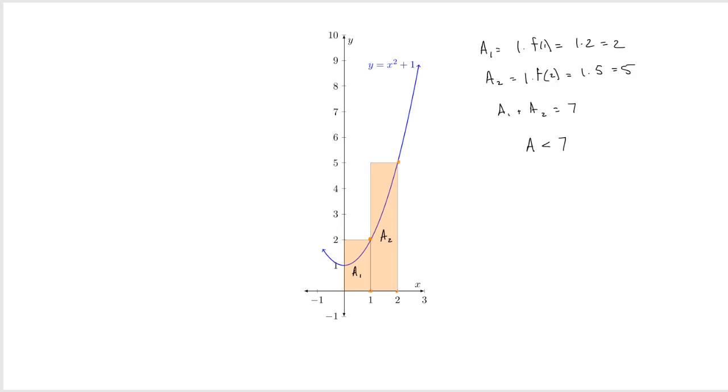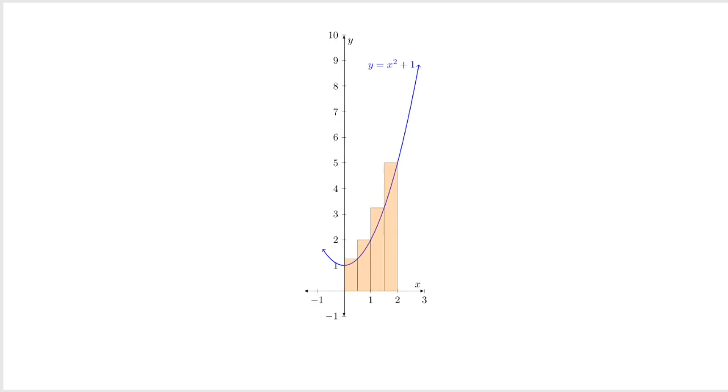And computing the area of these two rectangles, each one is width times height. The width of each one is 1. And so the area of A1 is 1 times the function value at 1. And the function value at 1 is 1 squared plus 1, or 2. And so A1 has area 2, and similarly A2 has area 5. Adding these together, we get that the total area under the curve must be less than 7. Previously, we knew that it had to be less than 10. Now we know that it has to be less than 7.